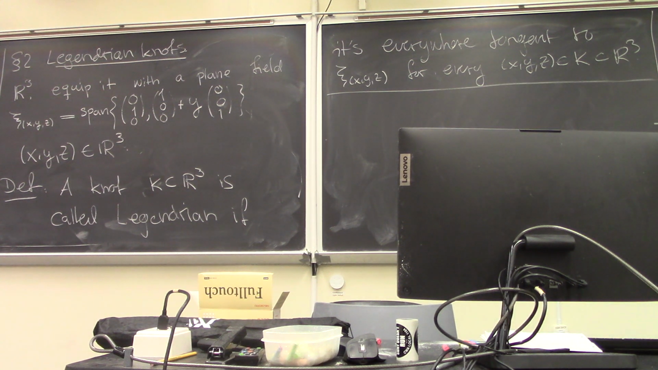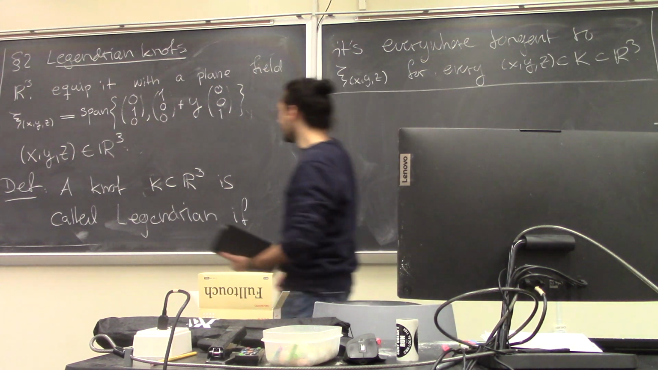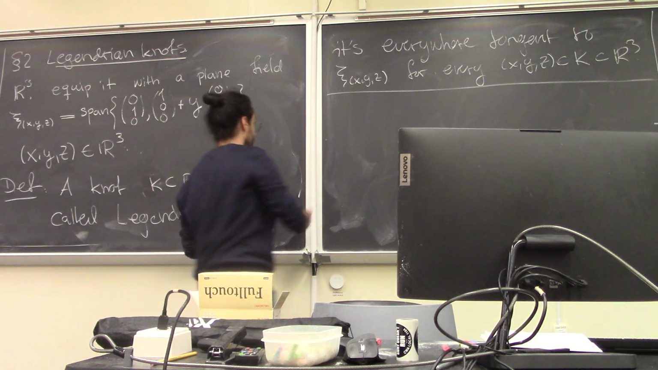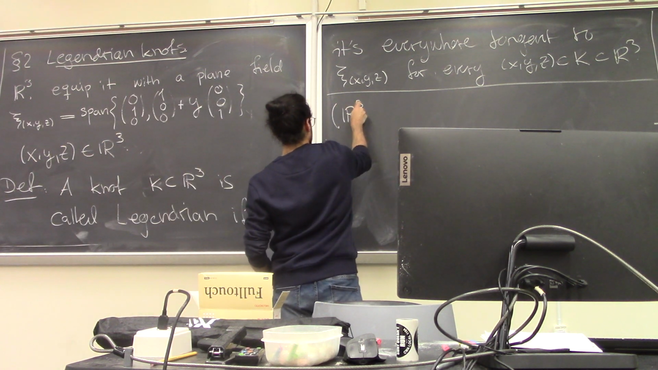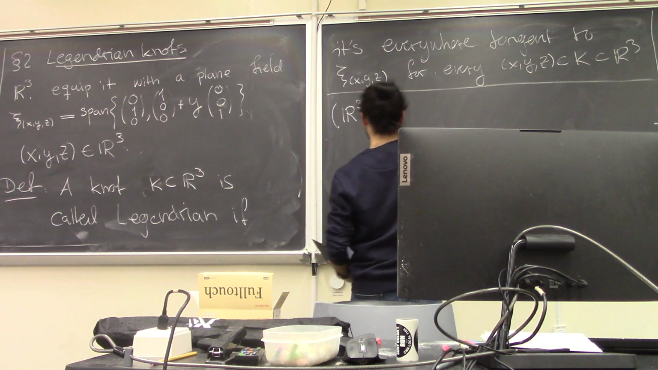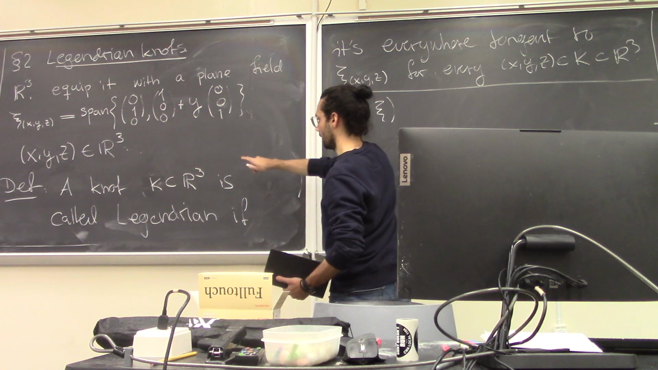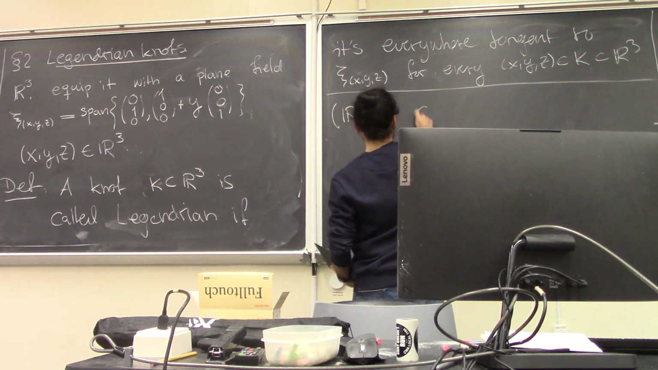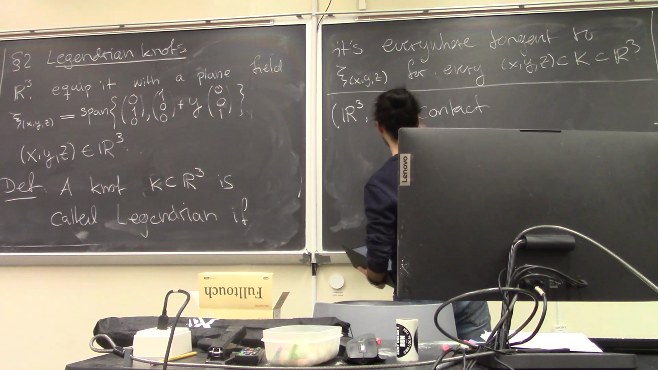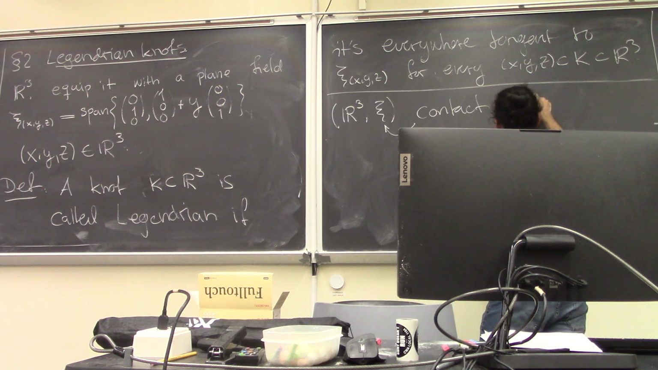Okay, so this seems like a very artificial and weird condition to impose. I guess this is now some advertising, if you're interested in actually reading more. C is called a contact structure. Okay, so these have some names.